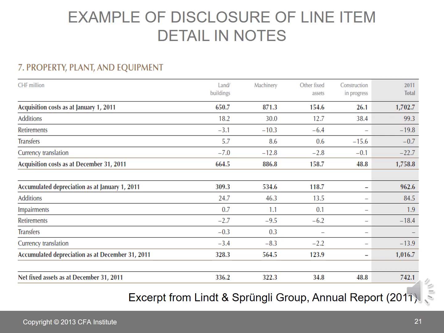So basically, 1,758.8 million Swiss francs, and total accumulated depreciation of 1,016.7 million, which nets to the 742.1 million shown on the balance sheet. The footnote also discloses the composition of property, plant and equipment. Reading across each column, we see that the net PP&E comprised 336.2 million land and buildings, 322.3 million machinery, 34.8 million other fixed assets, and finally 48.8 million construction in process. The footnote also discloses detail about additions, retirements, impairments, transfers, and the effect of currency translation.